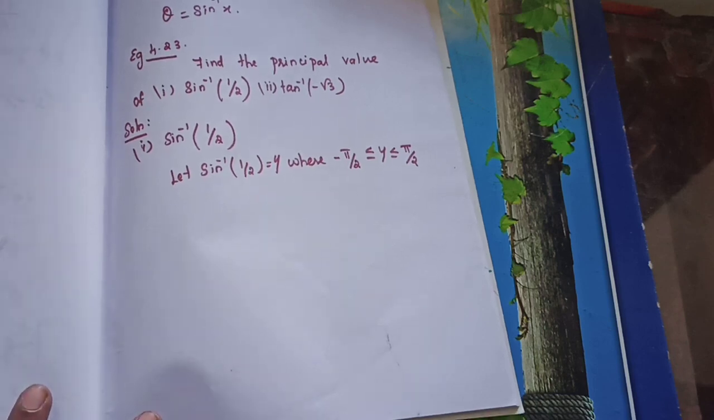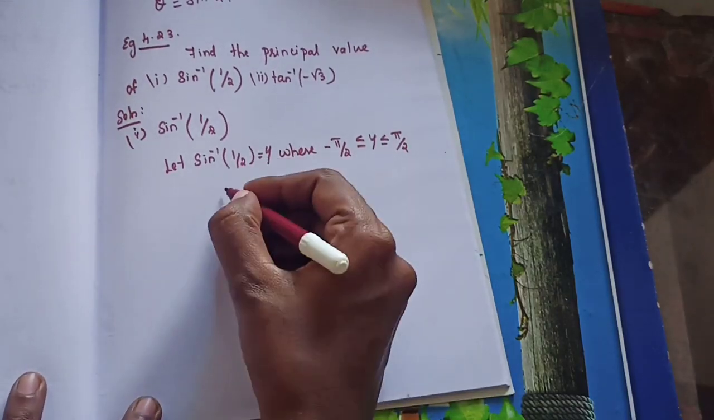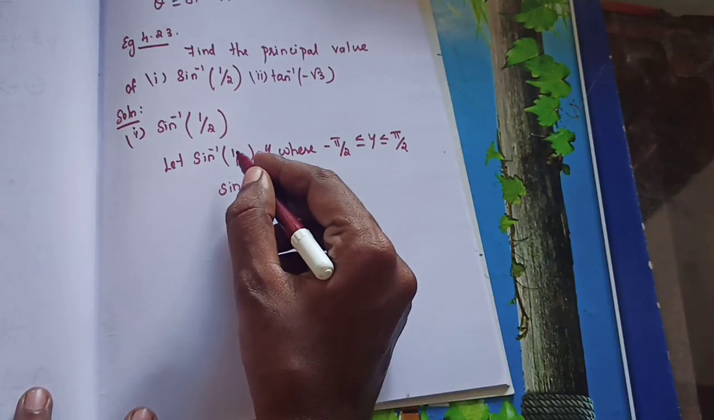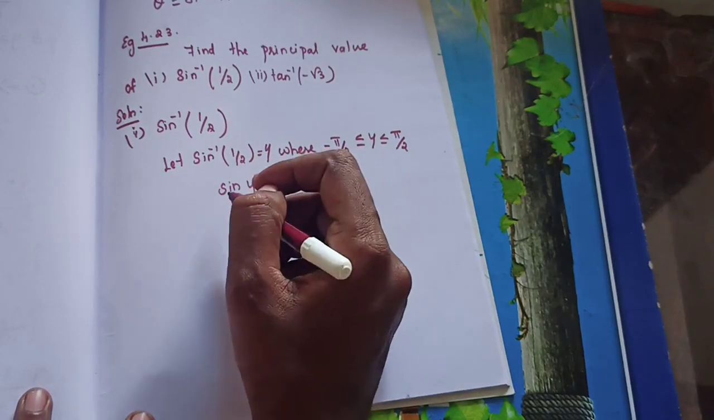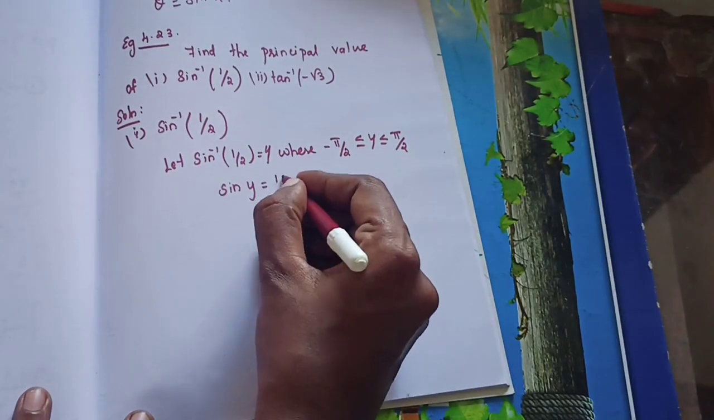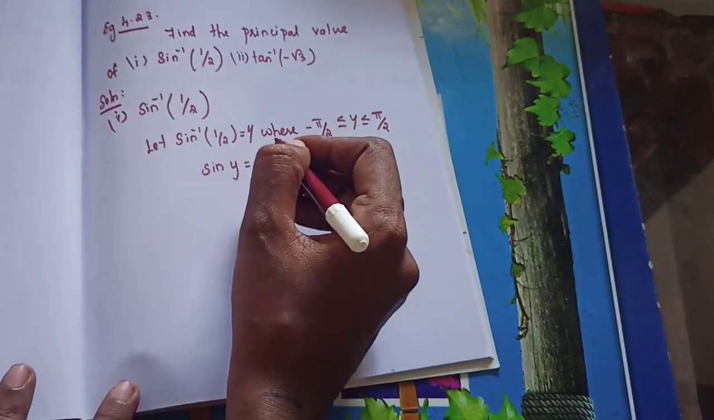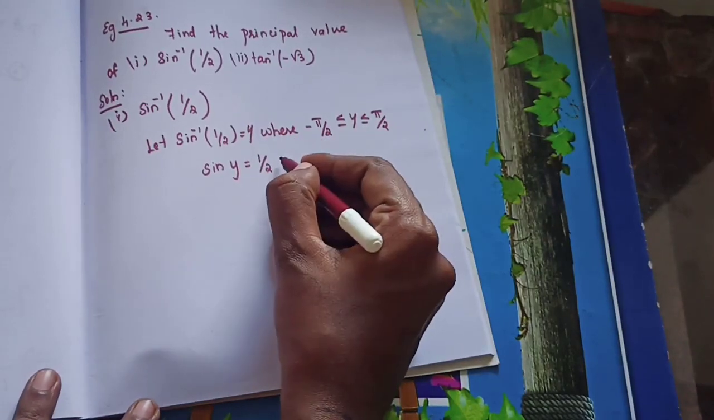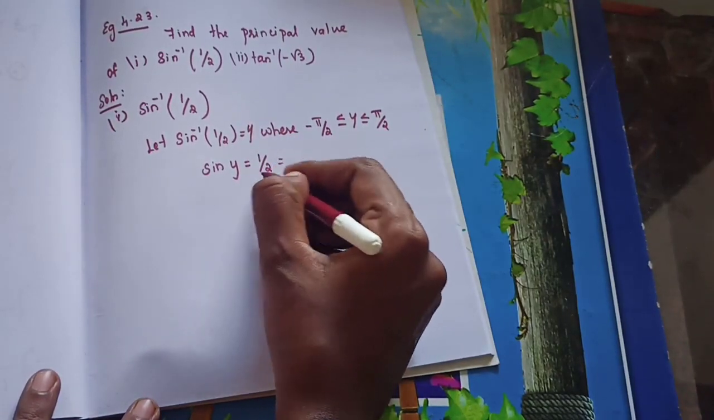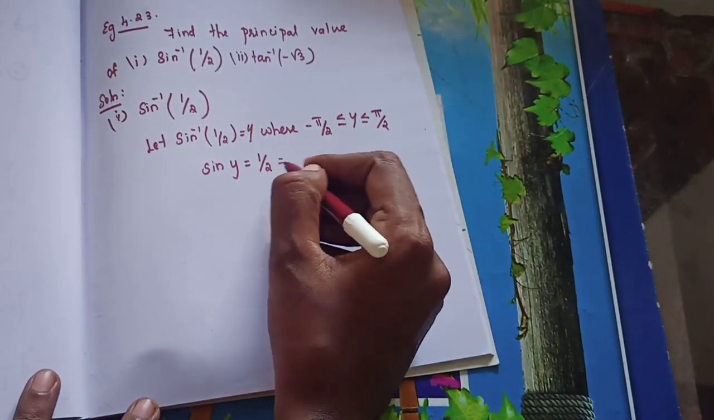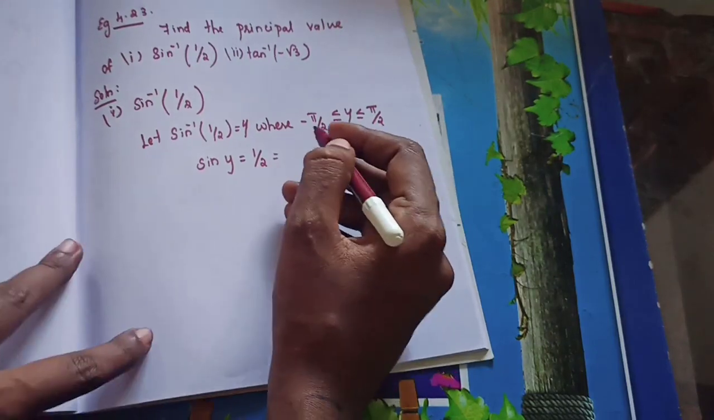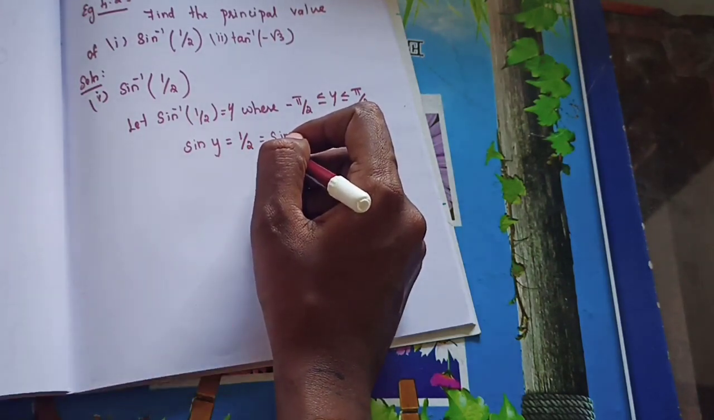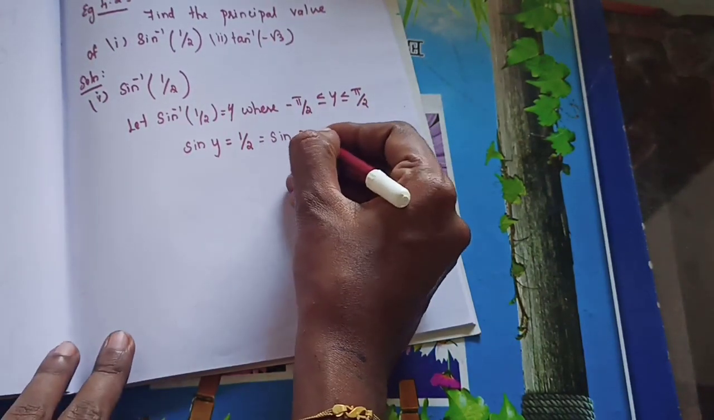Okay. So it's the range. Next, sine inverse of 1 by 2 equal to y means sine y equal to 1 by 2. In which angle is the sine 1 by 2? 60 degree or 30 degree? 30 degree. Okay, so sine 30 degree.